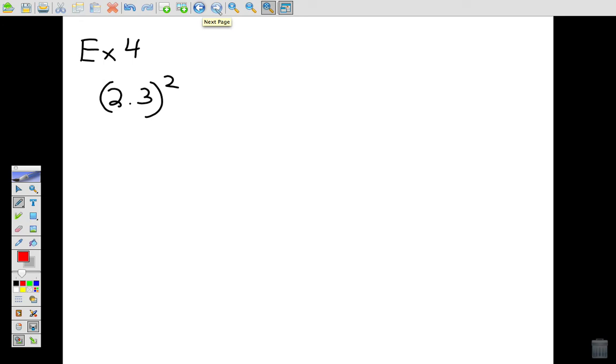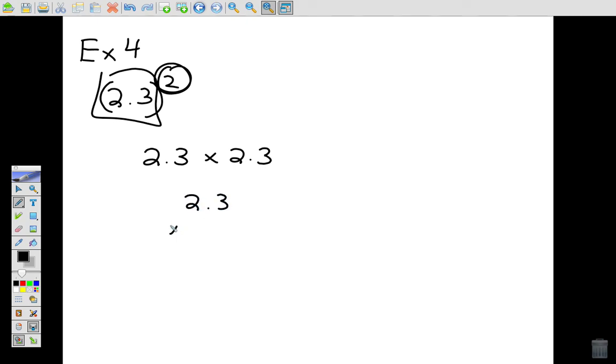All right, the last example I have is also a review of exponents. What does 2.3 squared mean? The 2 means you're going to take this number times itself. So 2.3 times 2.3. That's what it means. So we take 2.3 times 2.3. All right, let's multiply 23 by 23 first.